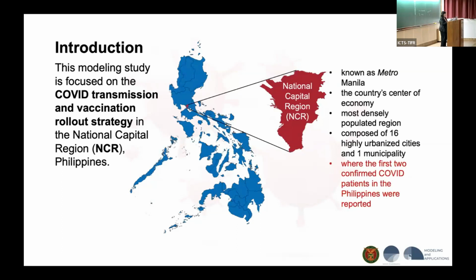This modeling study focuses on the COVID transmission and vaccination rollout strategy in the National Capital Region, or NCR, in the Philippines. This is because NCR, or Metro Manila, is the center of economy, the most densely populated region, composed of 16 highly urbanized cities and 1 municipality, and it is where the first 2 confirmed cases of COVID patients were reported. The vaccine rollout for COVID-19 in the Philippines started in March 2021. However, the limited vaccine supply required an optimal distribution and allocation. We need to identify effective control strategies based on optimal control theory.